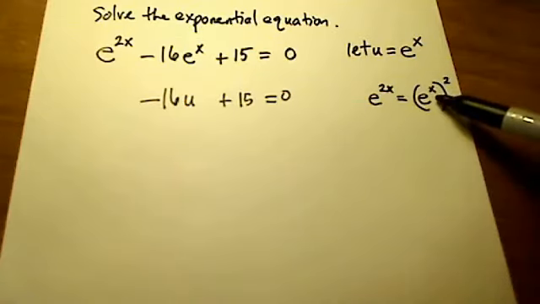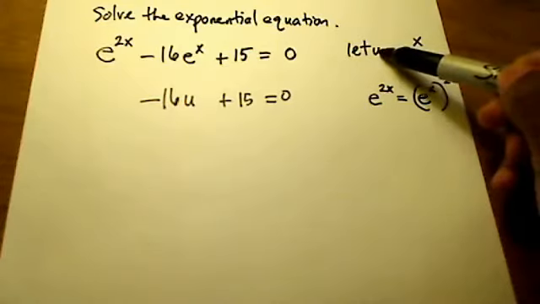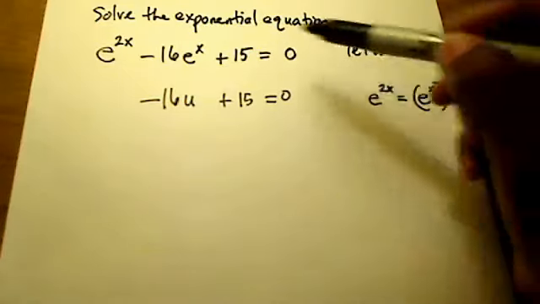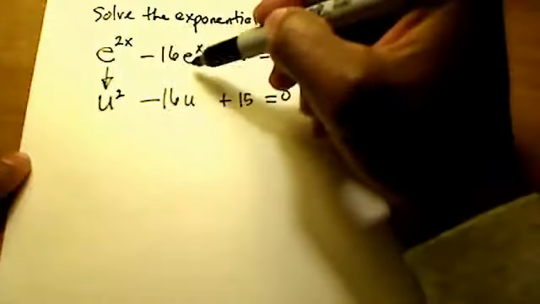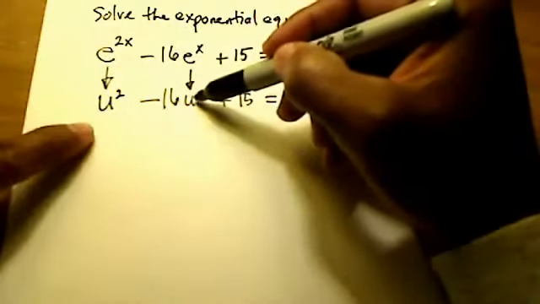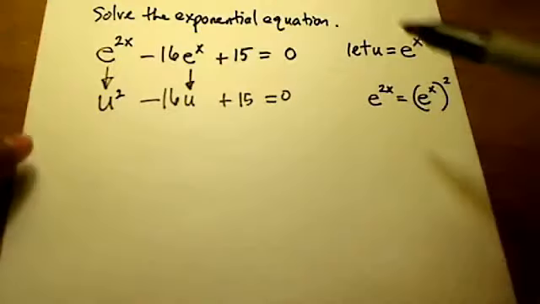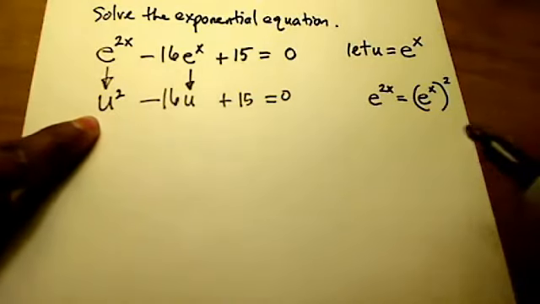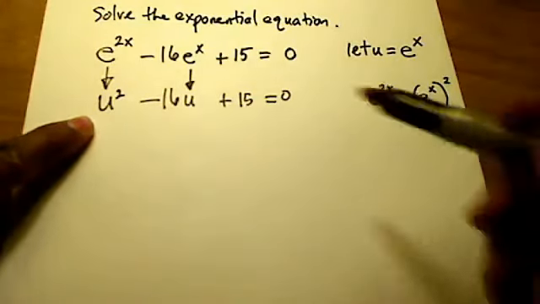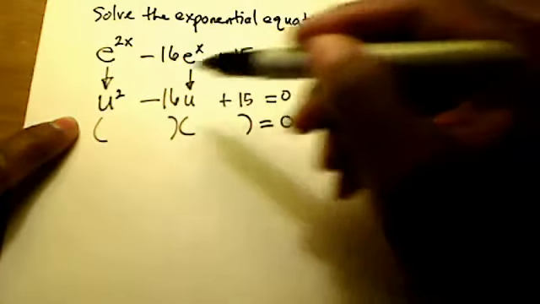And now maybe it's easier to see that e to the x can be replaced with u, which means that this now turns into a u squared. So e to the x here is turning into u, and e to the 2x here is turning into u squared. Now that I see the problem like this, that's just a simple quadratic equation that we can solve by factoring. We could also use the quadratic formula, but factoring is the easier way to go.